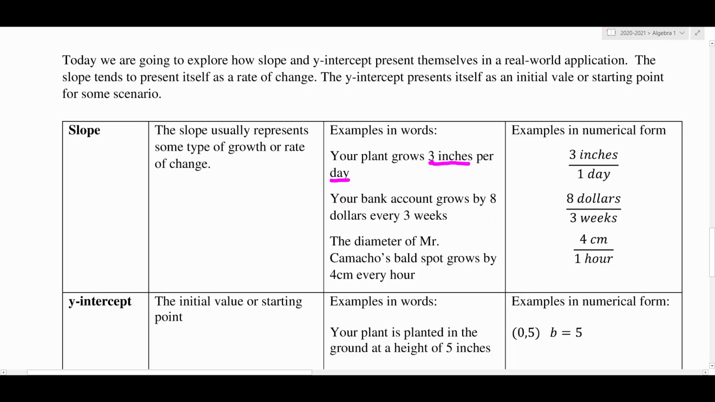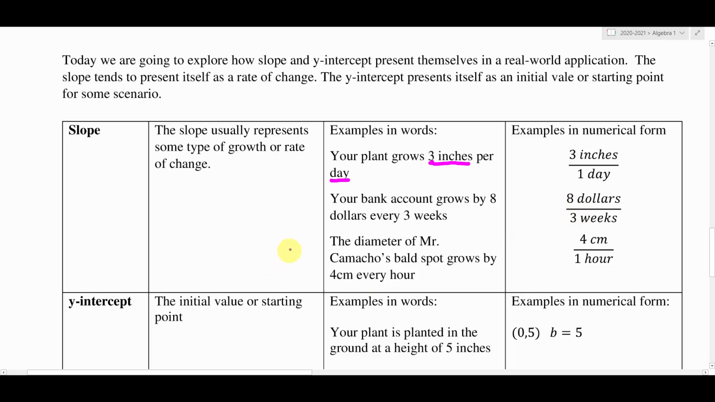Okay, another example might be a bank account problem, right? You have a bank account and it tells you it grows by $8 every 3 weeks. Okay, so we have a bank account, it's growing, right? We see growing and $8 every 3 weeks, right? So that means it's going up $8. So there's our rise every 3 weeks, and that 3 weeks represents your run. So 8 over 3 becomes our slope.